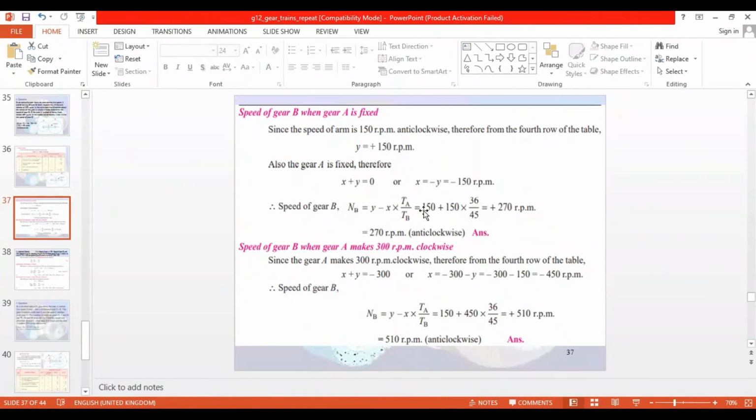So when I solve it, I will have 150 plus 150 into 36 by 45. So if I solve it by 9, I will have like 4 by 5. So 5 and 150 will cut by 30 into 4, 120. 150 plus 120, 270 RPM, right? So when A is fixed, the motion or speed of B is 270 RPM anti-clockwise, right? 270 RPM anti-clockwise.